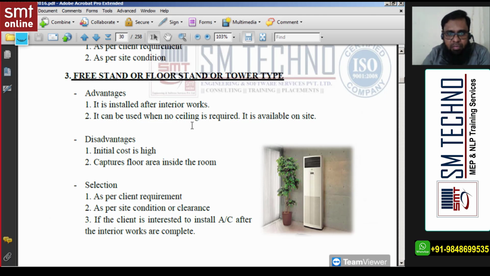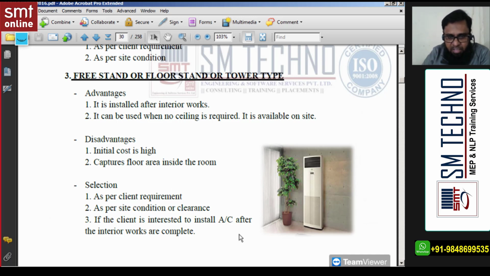It can be used without a false ceiling. Without a false ceiling, if I go for cassette, it's not accepted, so we can go for this. Disadvantage: the cost is high because of the big tall tower body, so the initial cost is more even than cassette. Then it will occupy some area on the floor. In some limited space, it is difficult.